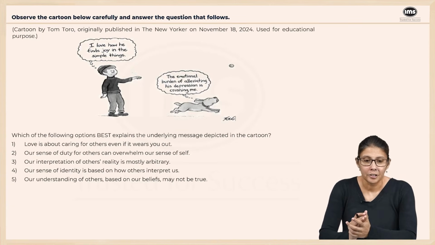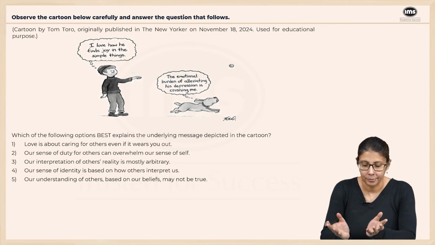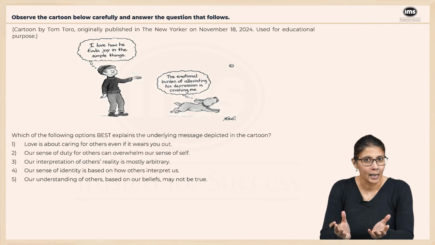Now here we have an interesting question. There is a cartoon and we are supposed to figure out the underlying message. The cartoon has a boy and his dog. The boy is saying, I love how he finds joy in the simple things. So the boy is thinking, hey, the dog has a great life. The dog is chasing the ball and his life is fantastic. That's all he cares about.